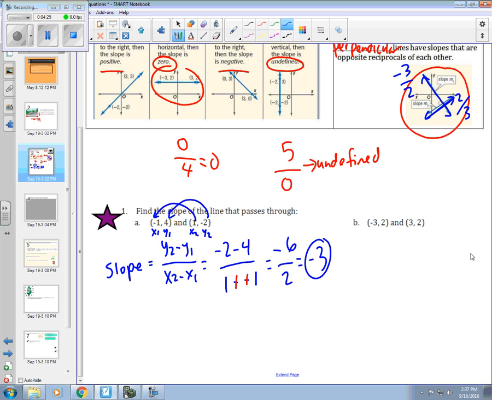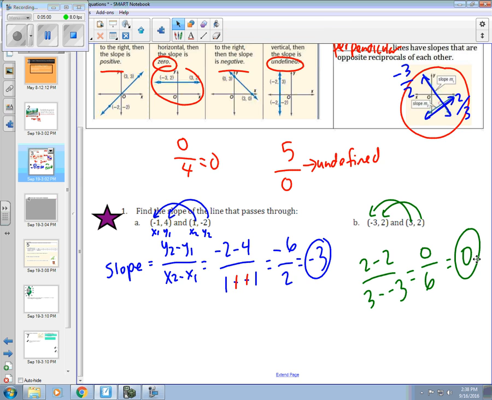Okay, slope of -3. On the next one, do the same thing to find slope. Subtract your y's. 2 minus 2. Subtract the x's. 3 minus -3. Well, here we get 0 on top. If we double negative or add, we're going to get 6 on the bottom. It's okay leaving the answer as 0 over 6, but even better, 0 divided by anything is 0. That one is going to have a slope of 0. It's a horizontal line.